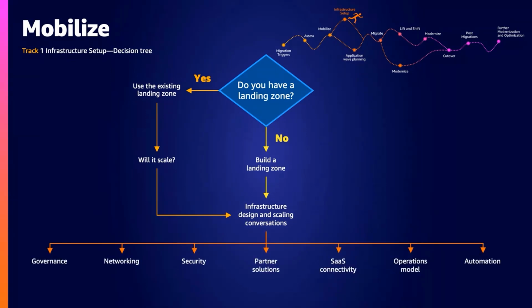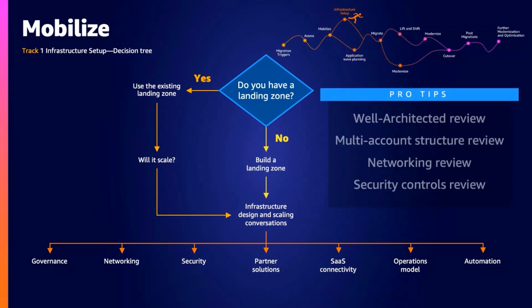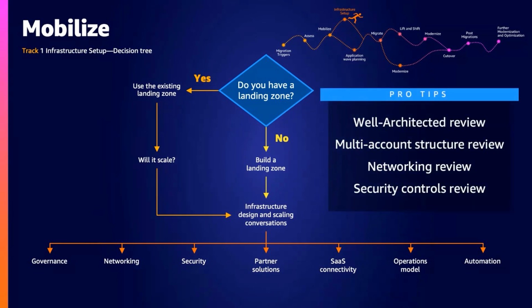And this essentially will lead to infrastructure design and scaling conversations across multiple different areas, such as governance, networking, security, partner solutions, SaaS connectivity options, and operations model and automation. So let's focus on these areas and dive a little deeper. At this stage, it is recommended that you conduct a well-architected review. If you have an existing setup, then conduct this review to make sure that you're following AWS best practices. Every time we run this, we always identify small or big gaps that can be improved and otherwise would have been blockers in the migration.